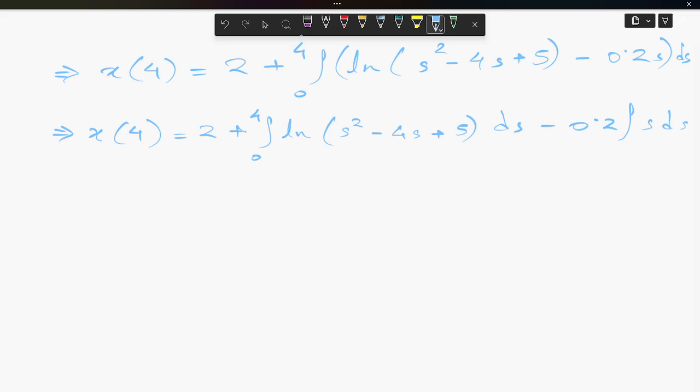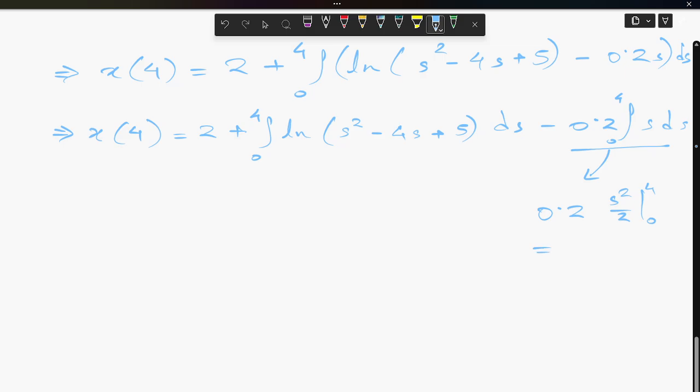Okay, very good. So let us compute now. This integral is super easy because the limits are 0 to 4. So 0.2 into s square upon 2, from 0 to 4. Then we would get 0.2 into 16 upon 2 minus 0, so that will be 0.1 into 16. So the answer of this part will be 1.6.